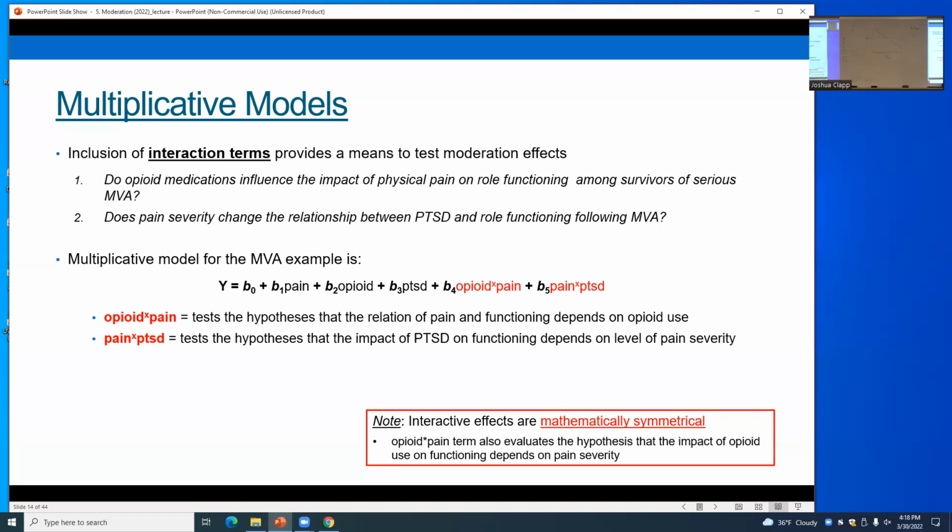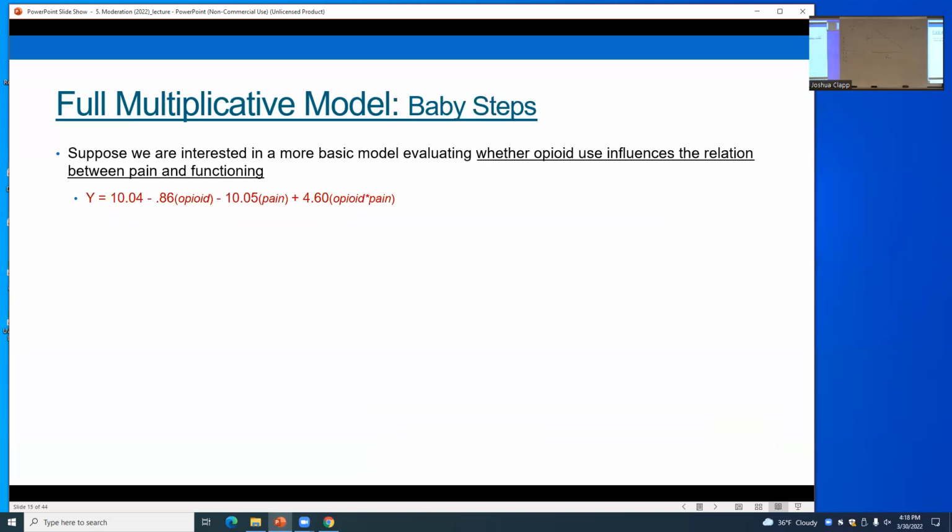All right. Other questions with this? Okay, so let's start with some baby steps here. Let's reduce this down to what we want to know, which is whether or not opiate use influences the relation between pain and function. We're just going to break this down into a two-variable model where we've got functioning, we're looking at opiate use and pain, and then our interaction term. That interaction term is going to test our moderation hypothesis. So we run this, and this is the output we get. We see y equals 10.04, the coefficient for opiate use, the coefficient for pain, and then the coefficient for our interaction term.